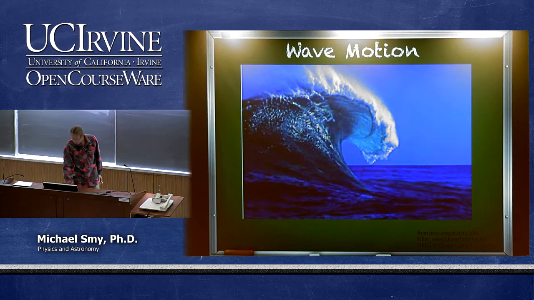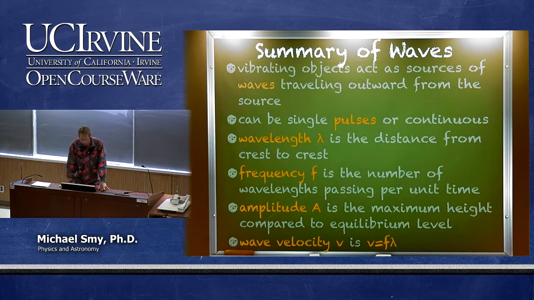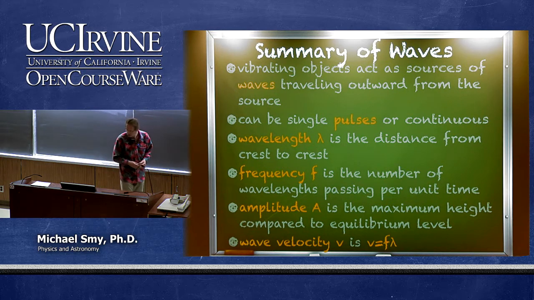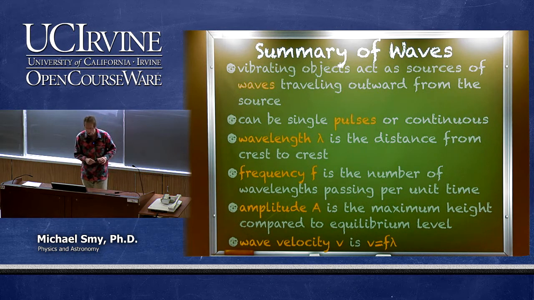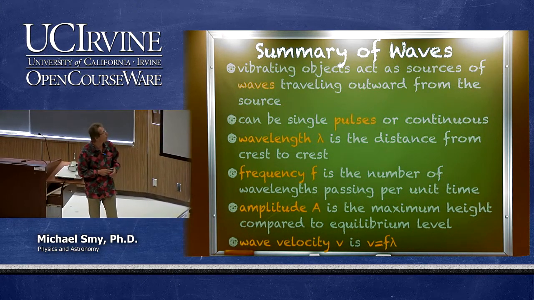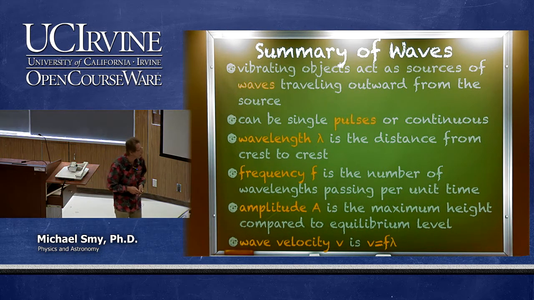So let's move on to wave motion. First of all, such oscillating systems, as we just discussed, act as sources of waves which can propagate through space, for example as sound waves, or in systems like a taut string. One can transmit single pulses or continuous sinusoidal wave trains. In addition to the frequency and the period, we define the wavelength, and that is the distance from wave crest to wave crest. Then, of course, we still have the amplitude A, and the wave velocity, meaning how fast the wave crests propagate, is given by the product of frequency and wavelength.